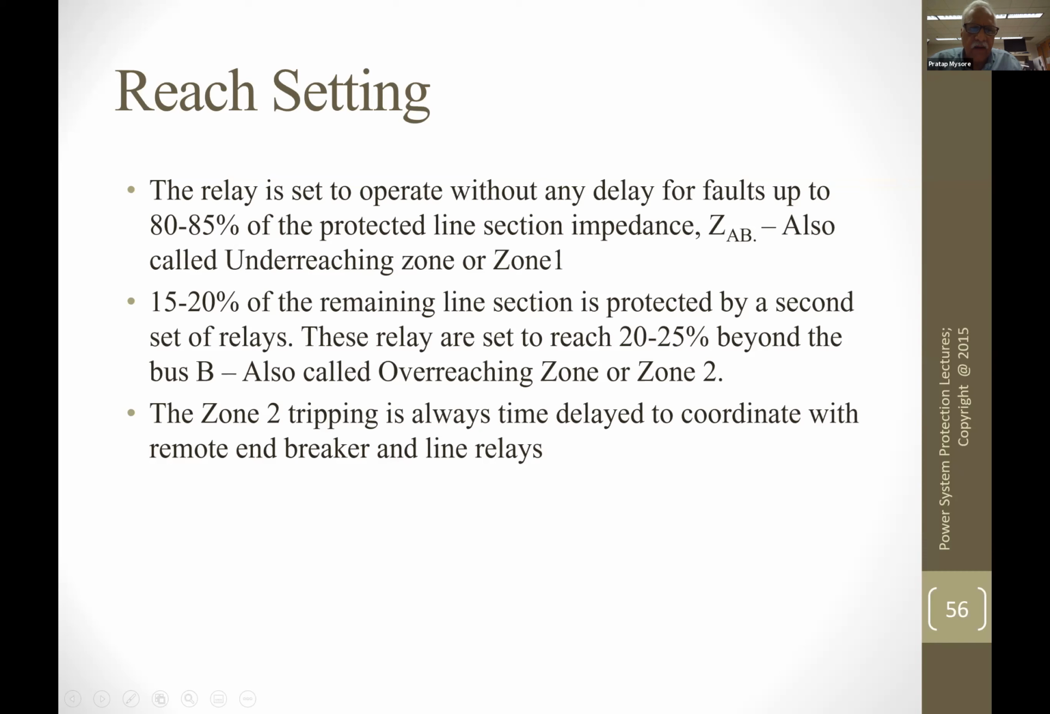The one which is set to underreach the line, that is, set to less than 100%, is called the underreaching zone or zone 1. And then for the second one, you use a relay which is set 25% beyond the bus B, and this is called the overreaching zone. So zone 2 tripping is always time delayed to coordinate with remote end breaker and line relays.